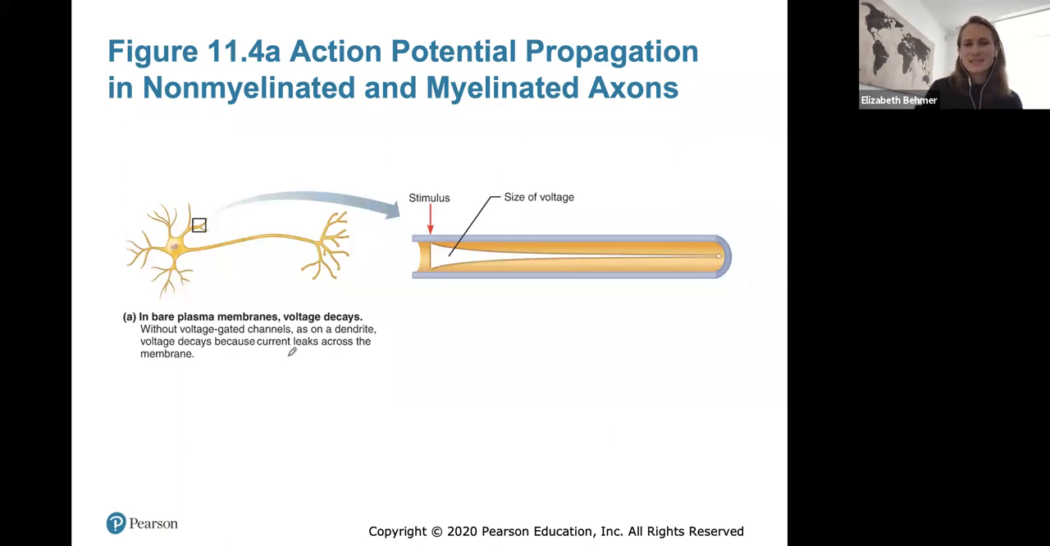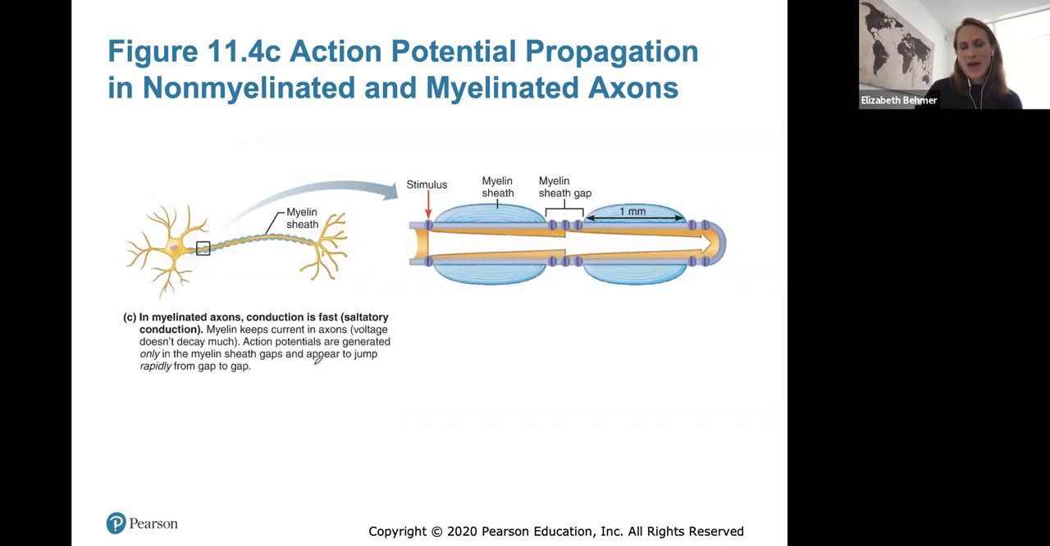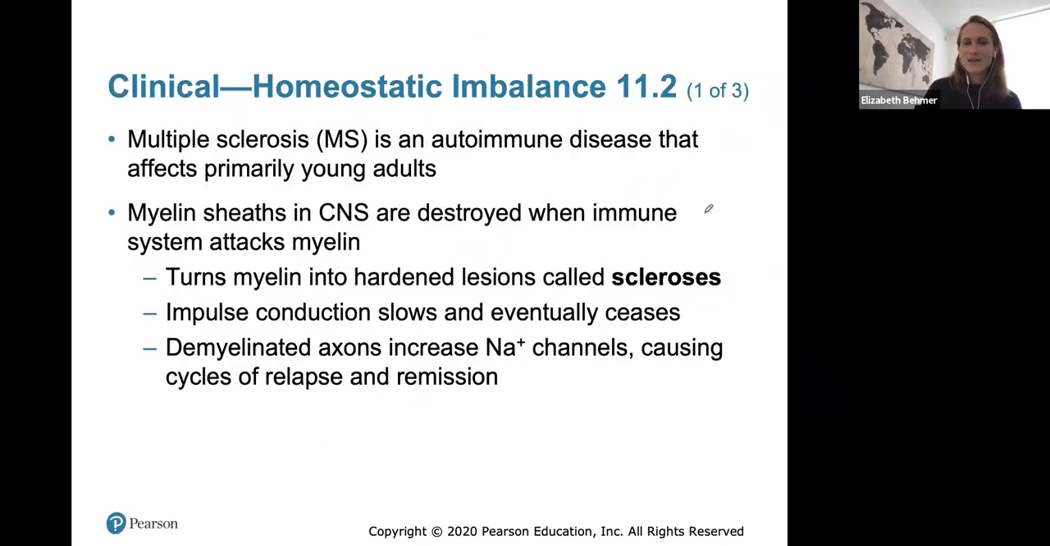So here's the stimulus. In bare plasma membranes, the voltage will decay. In non-myelinated axons, the conduction is slow. But in myelinated axons, conduction is fast as the action potential jumps to find these sodium channels. And it'll jump again to find more sodium channels where depolarization can occur again. So this is saltatory conduction, from the Latin root saltare, to jump. It occurs faster in myelinated axons.